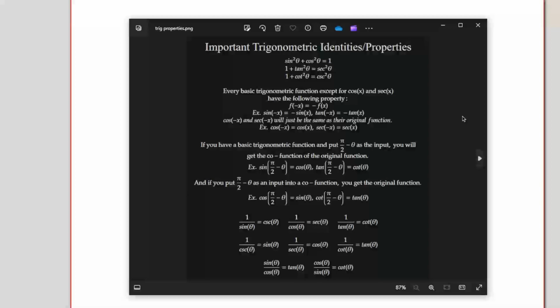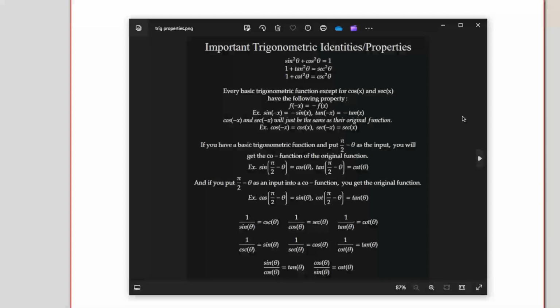Today we're going to be going over important trigonometric identities and properties, plus some practice problems. So I will be leaving this image in the description for your convenience, and it basically contains all of the trigonometric functions, identities, and properties that you will need.